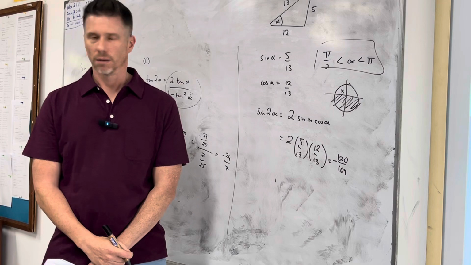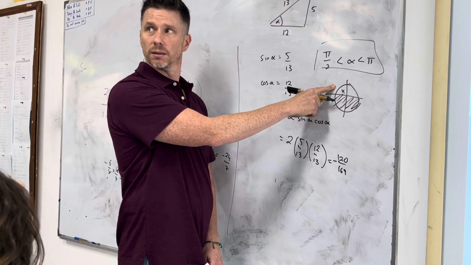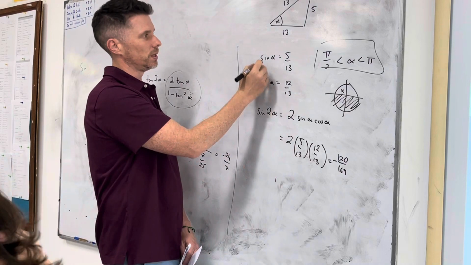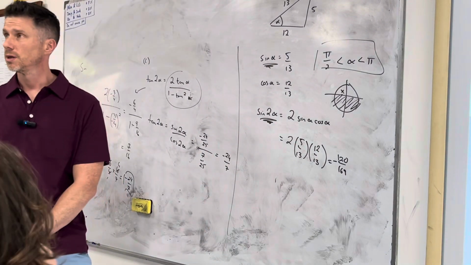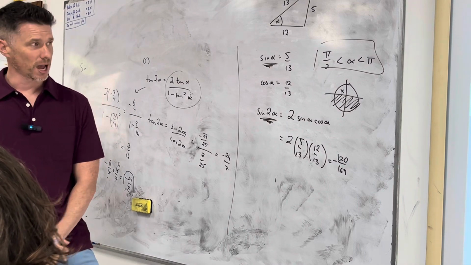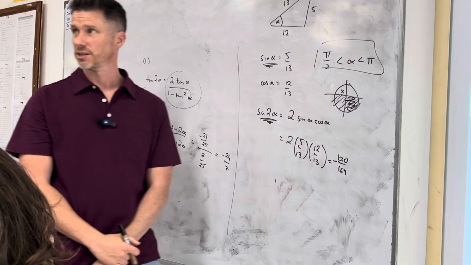Sorry, can you repeat that one more time? Yep. If the original angle is here, and I double that angle, sine alpha and the angle's been doubled to sine 2 alpha. Yeah, so it's going to have to be in this quadrant, isn't it? And sine is negative in that quadrant.